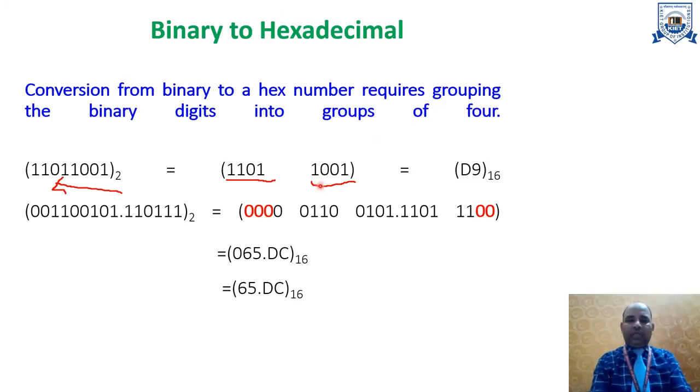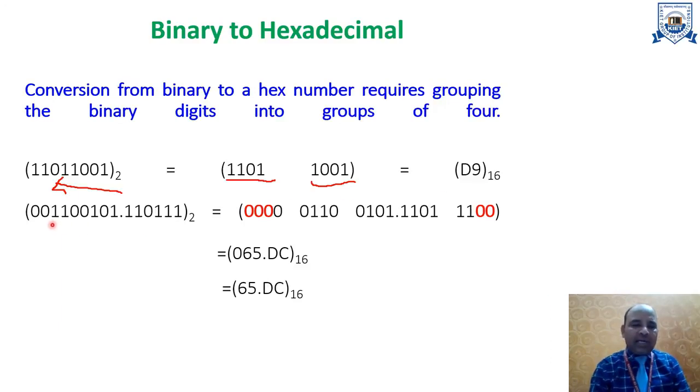And now we can also calculate 1001, which is equal to 1 plus 8, because in the place of 2 to the power 1 it is 0, so it is ultimately 0, and to the power 2 again 0. So 2 to the power 0 into 1 is 1, and 2 to the power 3 is 8 multiplied by 1, so 8 plus 1, it is 9. So we can say that the equivalent number in hexadecimal is D9.